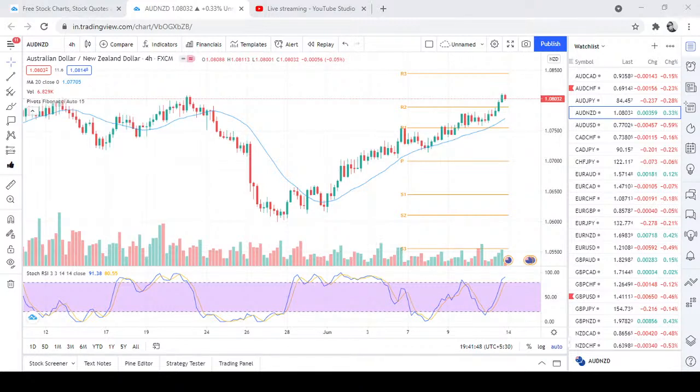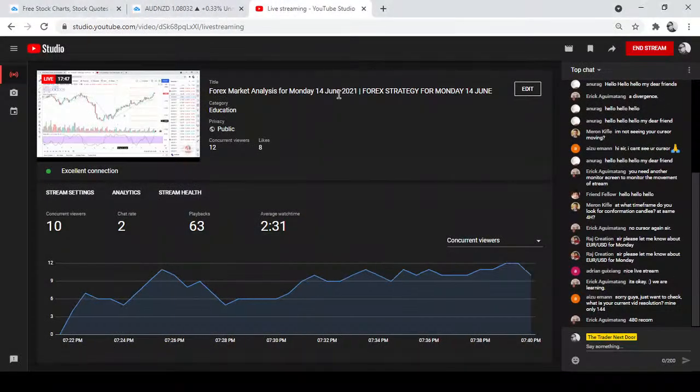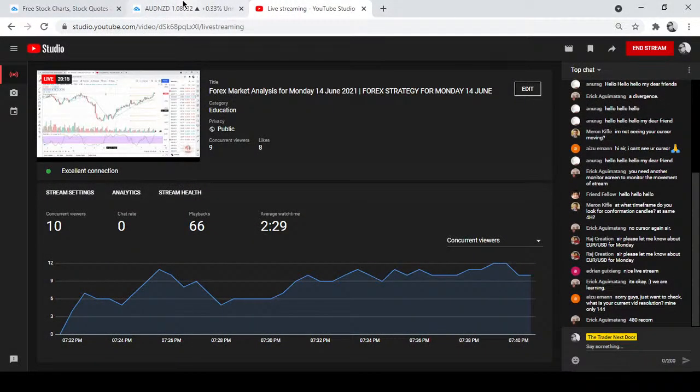But I'll say, instead of just relying on this 20 moving average, let the price come to the oversold zone. When it goes up from here, then go for a buy order.